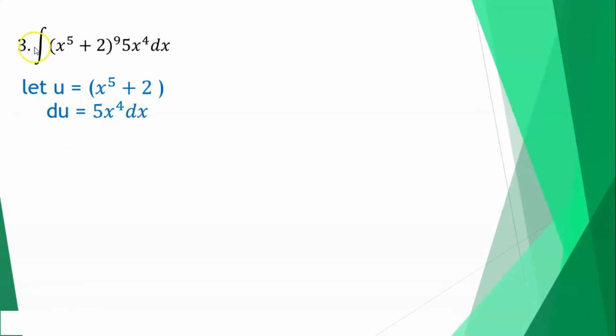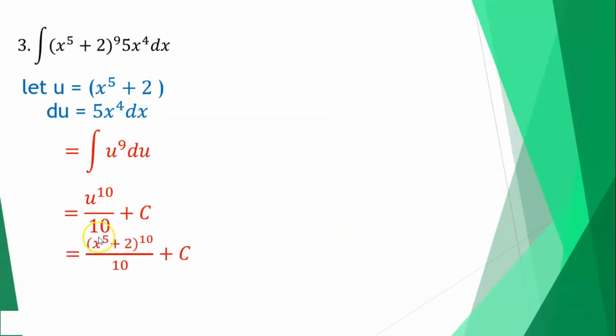So substituting the original given, this would become the integral of, instead of x to the power of 5 plus 2, we'll replace that with u to the power of 9, and 5x to the power of 4 dx is du. So by integral, or antiderivative, plus 1, this would become u to the power of 10 over 10 plus c. Now replacing u with the given, this would become quantity x to the power of 5 plus 2 to the power of 10 over 10 plus c.